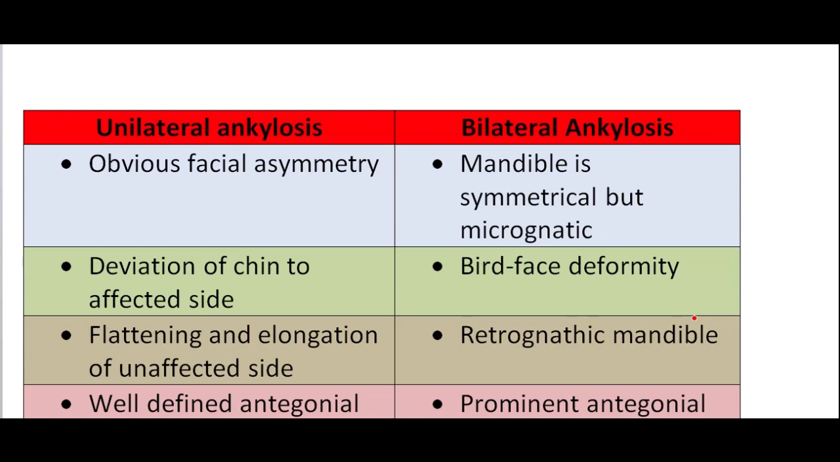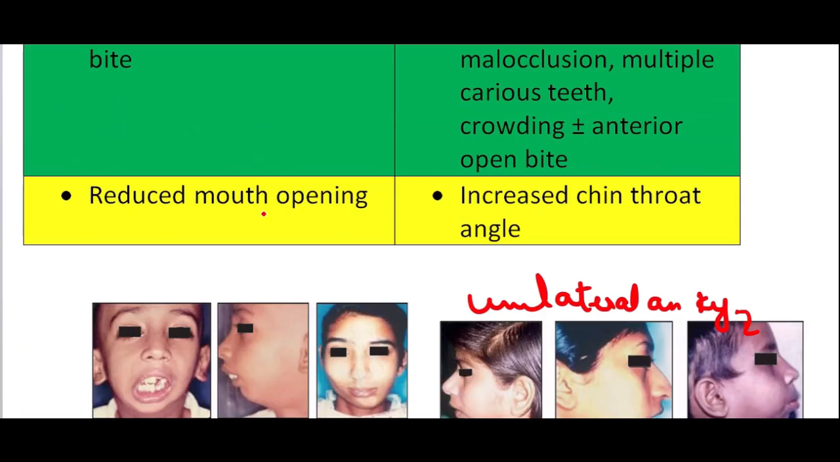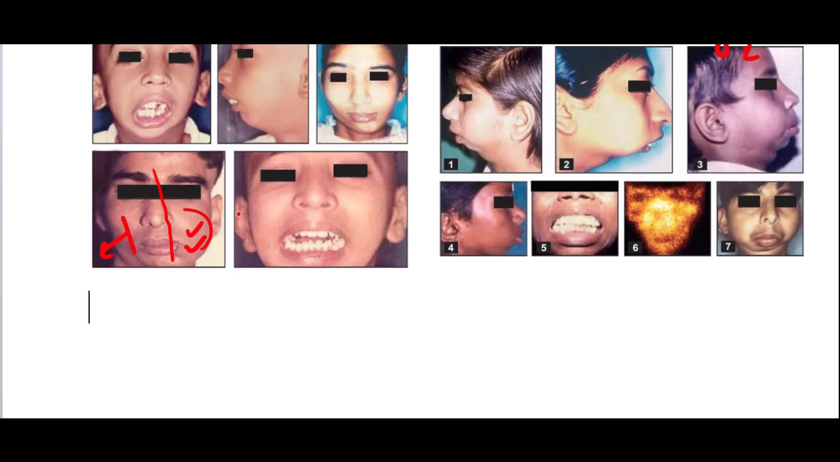So one of the key signs of this condition is that their chin looks like it is pointing or leaning more toward the side that's affected. So the chin is deviated to the affected side. That is the feature of the unilateral ankylosis. However, on the unaffected side, there will be elongation and flattening on the other side. So you can see, this one is the affected side.